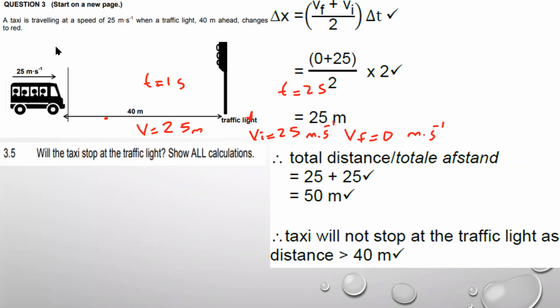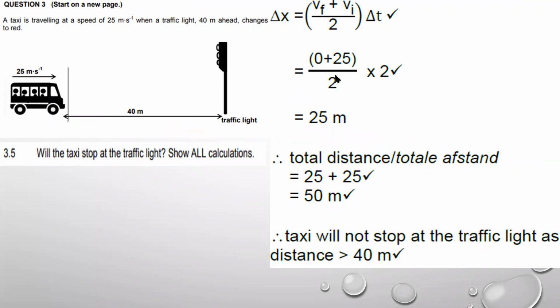As you see, people, delta x equals, what formula are we using? Delta x equals V initial plus V final, over 2, times time. V final was 0, V initial was 25, and the time is 2 seconds. That gives 25 meters. We have already another 25. We add and get 50 meters. The answer is: the taxi will not stop at the traffic light because it moves 50 meters. It was 40 meters total. The answer is, it will not stop.